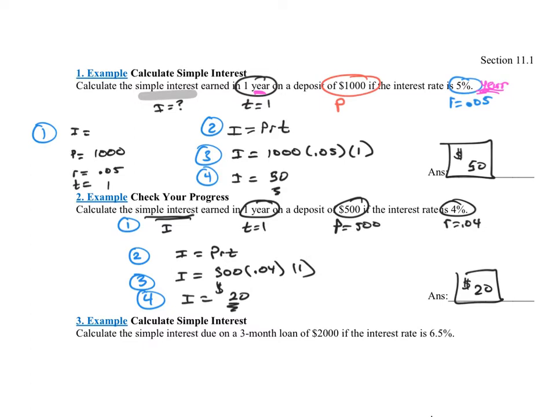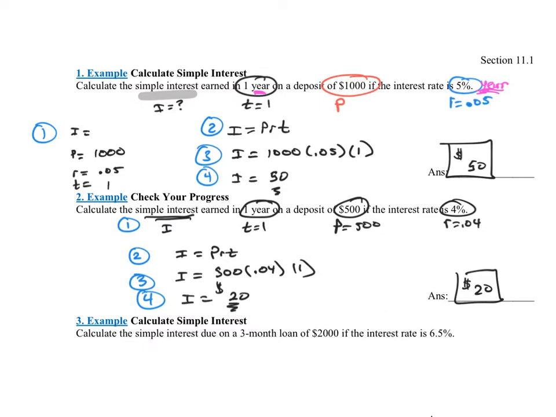Let's think about reasonableness. How much interest would you get after a year? Well, notice we did get a positive value. It's not negative, so that's reasonable. And it's not too much interest. It's not ridiculous. On $1,000, I made 50. On $500, I made 20. So those numbers seem reasonable to me, okay?